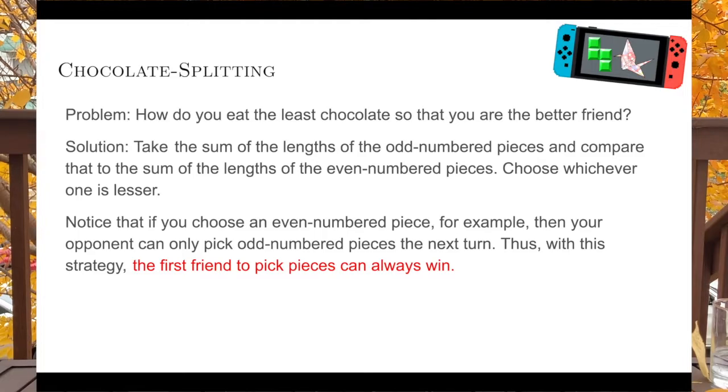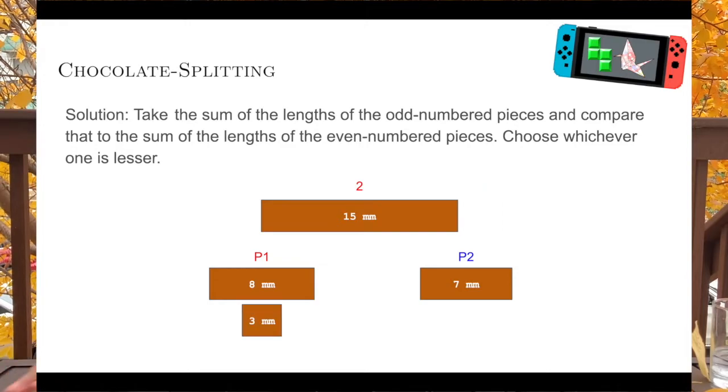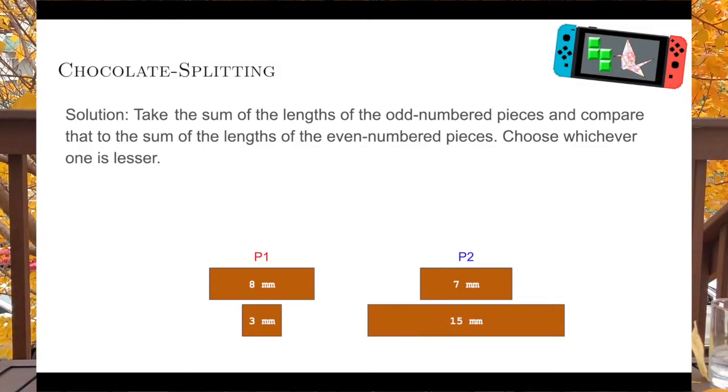So let's see this play out for our example. Since we're the first player, and we know that the sum of the odd number chunks is smaller, we'll take the first chunk. P1 takes the 8mm chunk. That's us. Next, P2 will take the last chunk, which is 7mm. And then we will take the third chunk, 3mm. And finally, P2 has to take 15mm. Here we get 11, and they get 22mm, meaning that we were the better friend.